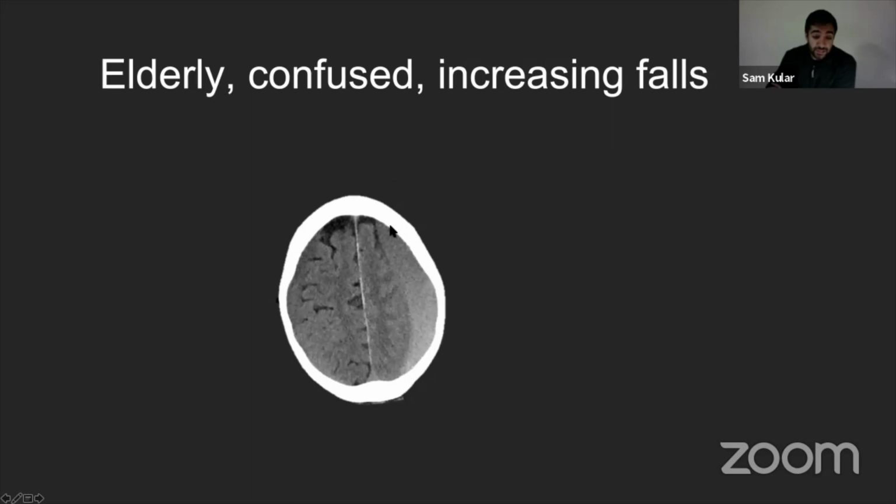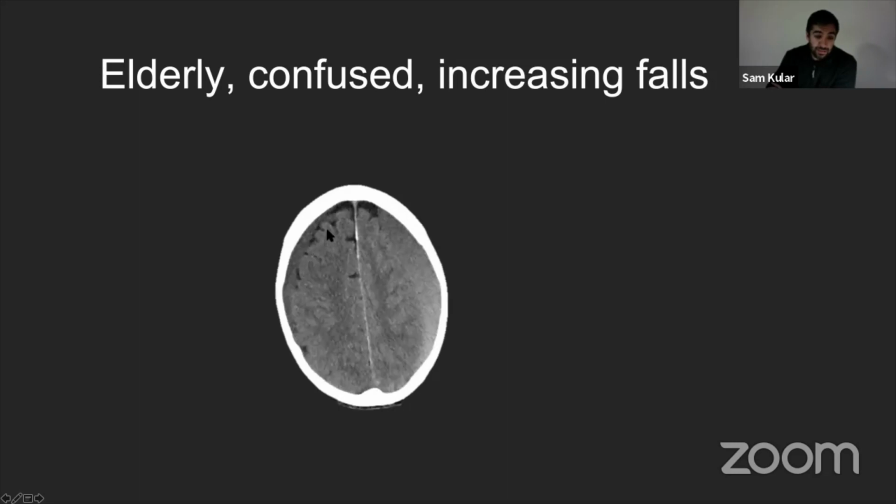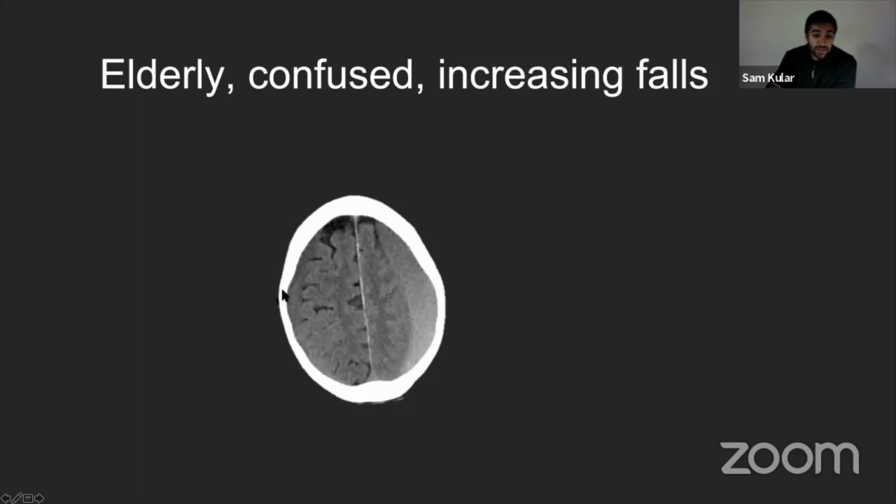They are on both sides and they are of mixed density. The left side is larger and there's considerable mass effect with effacement of the sulci and compression of the brain. On the right is less so. And so these are consistent with bilateral subdural hematomas. The density is mixed.